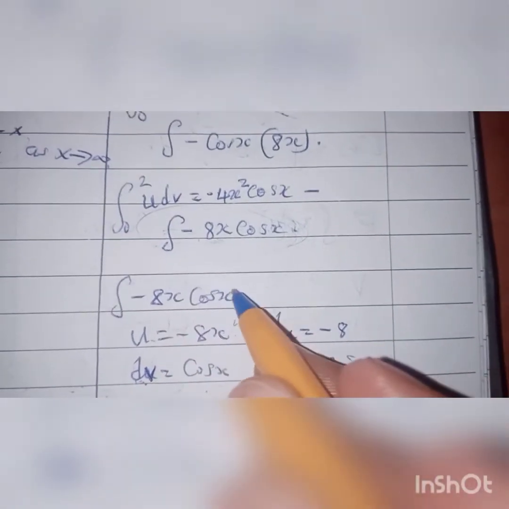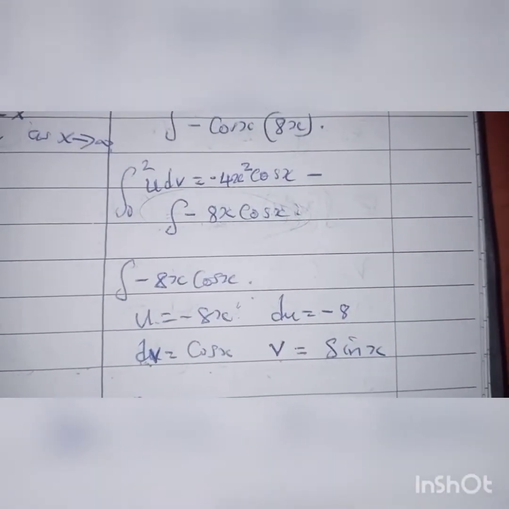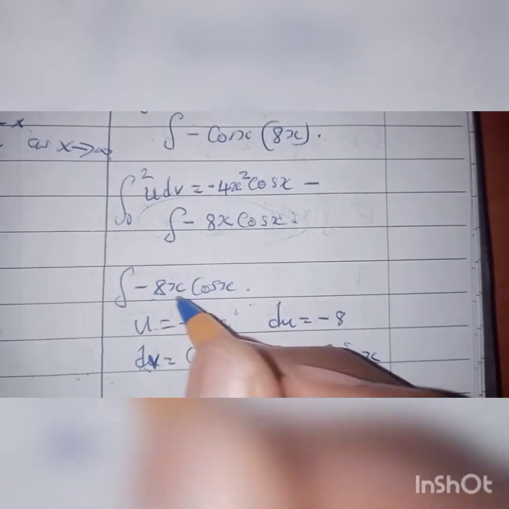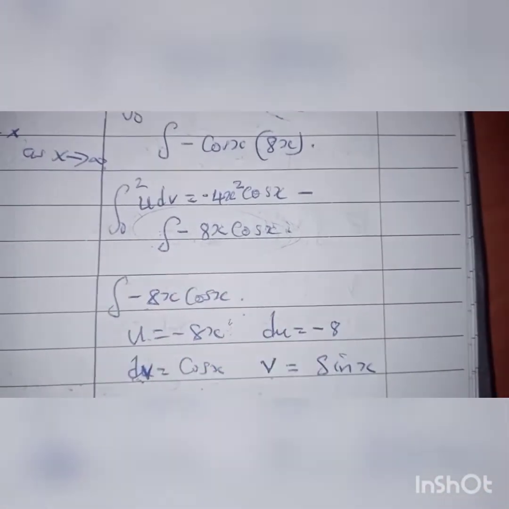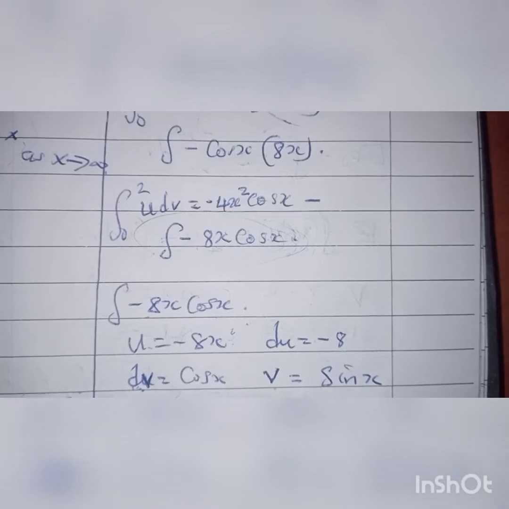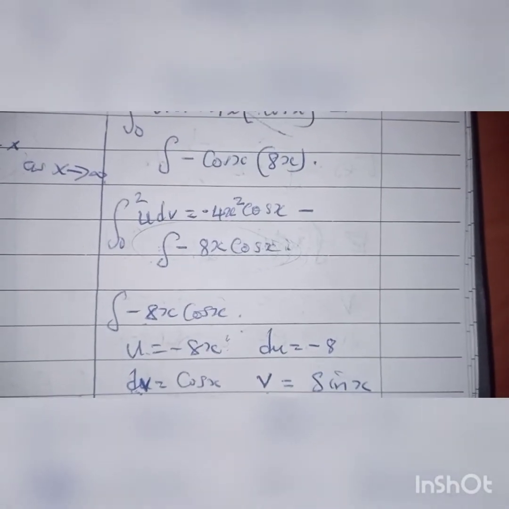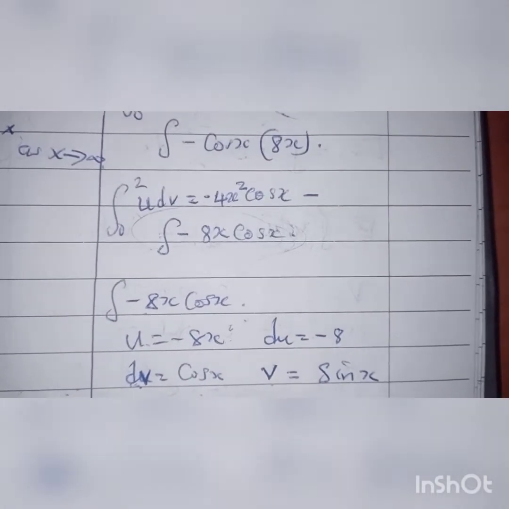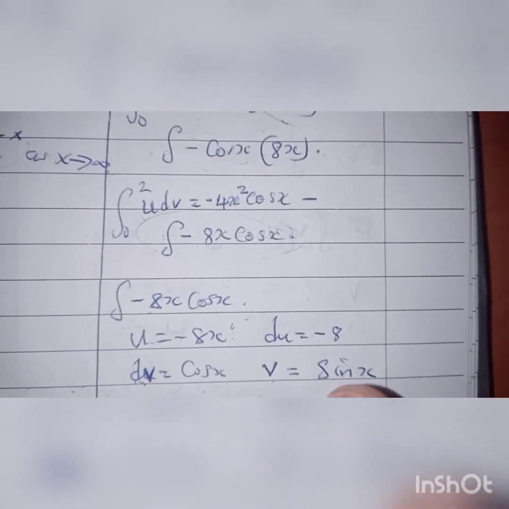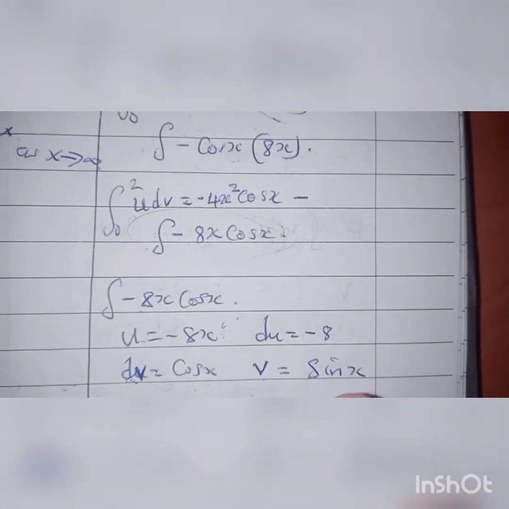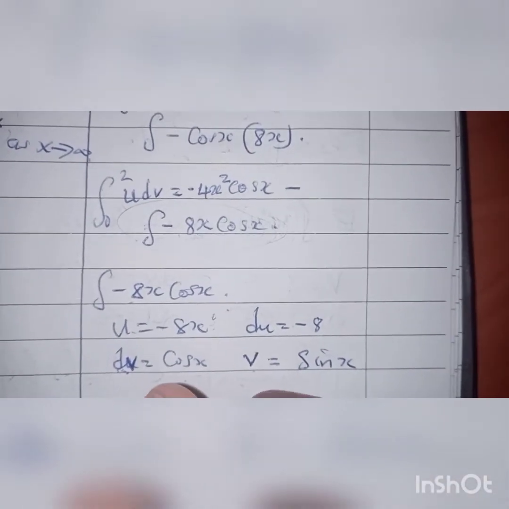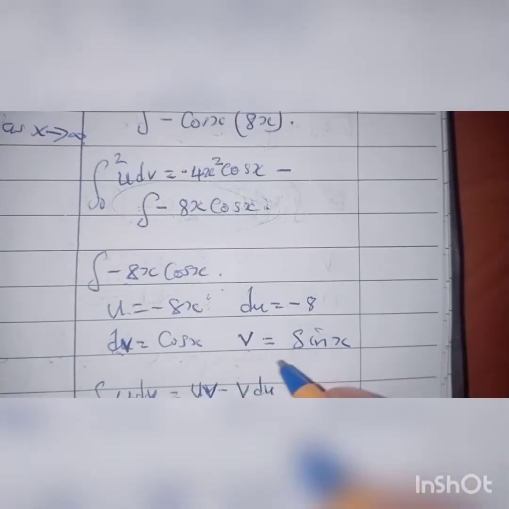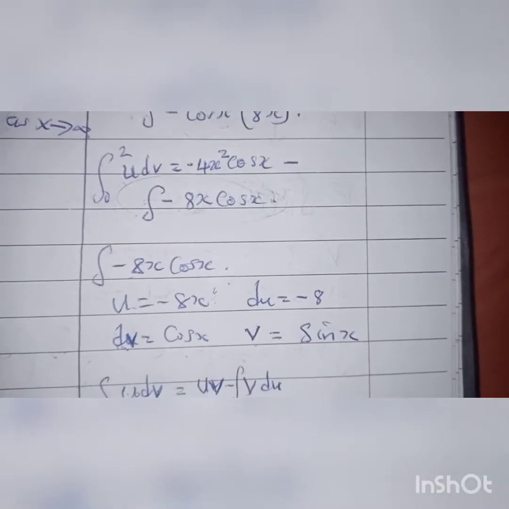So let's now apply integration by parts, because there's a product of two functions. The integral of u dv is u times v minus, we subtract, the integral of v du. But you have to take the integral of this now.